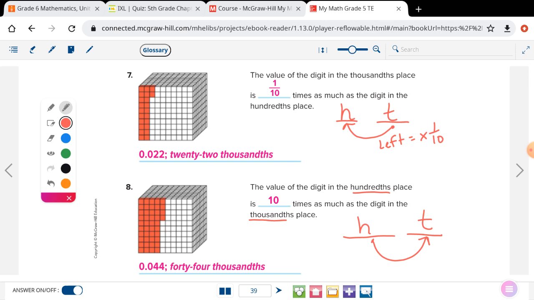Emma, what's your question? I don't get how you know, like, which way. So it's in the order. We are comparing the hundredths place to the thousandths place. So we start here and we're going to the thousandths place. Does that make sense? It's just the order that it gives it to us in the problem. Where are we starting? Where are we going?